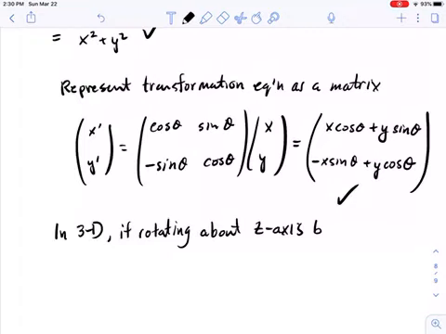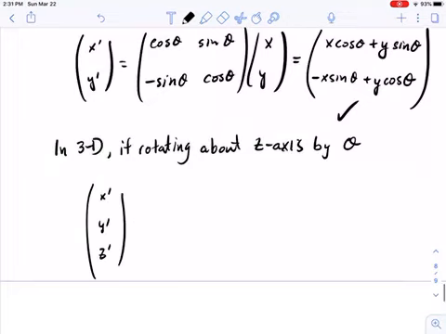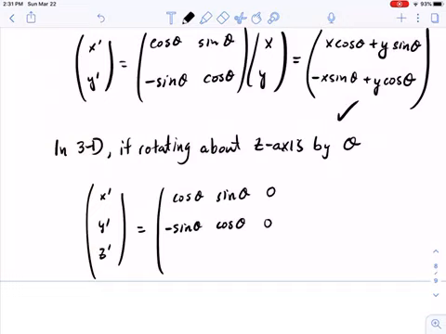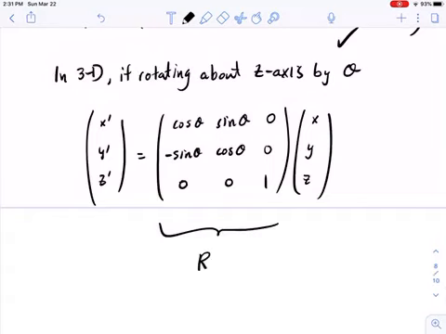So if we rotate about the z-axis by theta, then we could write x prime, y prime, z prime is equal to cos theta, sine theta, minus sine theta, cos theta. So that's our original rotation matrix. But now what we want is a way to leave the z coordinate unchanged. And the way you do that is just to have a 1 in the 3,3 position and zeros everywhere else. Okay, and so we're going to call this R theta, our rotation matrix. Okay, so this is going to be useful for the next part of our discussion.